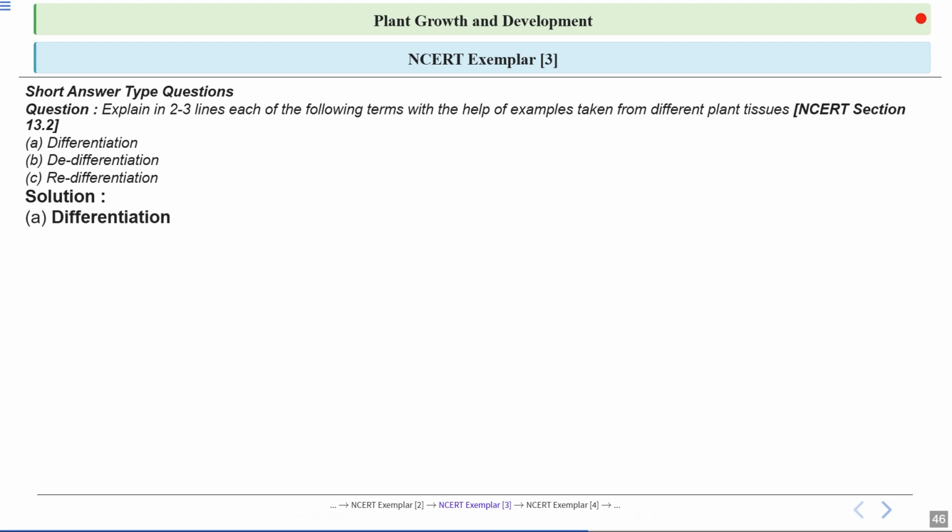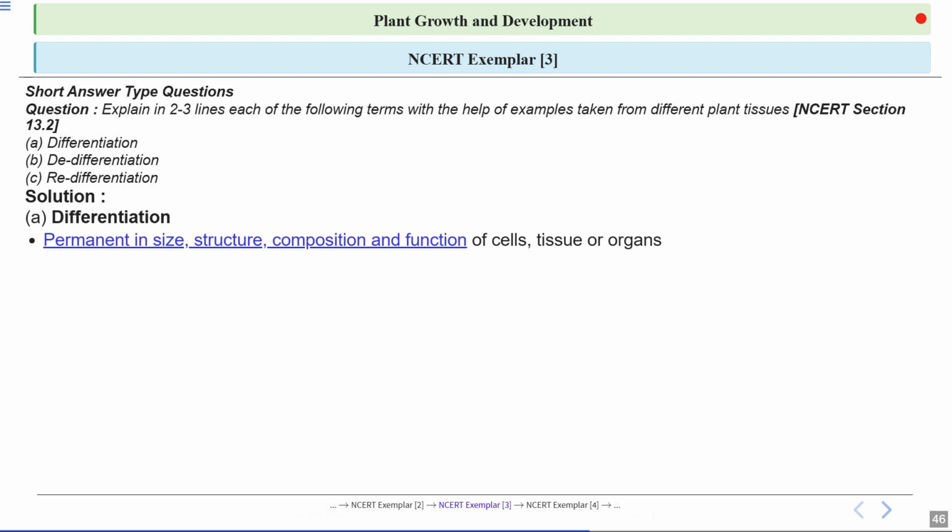So first we will see the differentiation. It is a permanent change in size. It means after the meristematic activity, the new cells are formed. They get differentiated to a particular type of cells. They are now permanent in size, structure, composition and function. They perform one particular function. So they are present as a definite type of tissue, in definite types of organs, right?